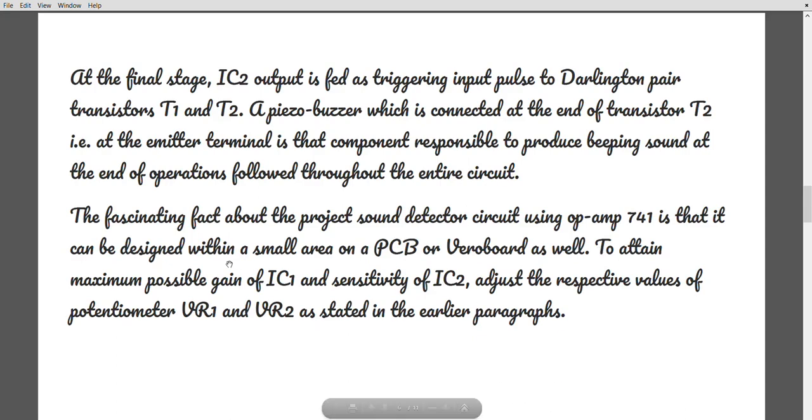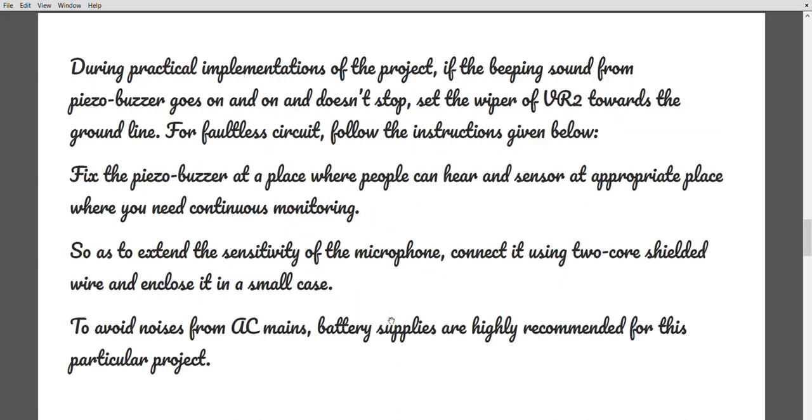The fascinating fact about this sound detector circuit using Op-Amp741 is that it can be designed within a small area on a PCB or Vero board as well. To attain the maximum possible gain of IC1 and sensitivity of IC2, adjust the respective values of potentiometers VR1 and VR2 as stated in the earlier paragraphs. During practical implementation of the project, if the beeping sound from the piezo buzzer goes on and doesn't stop, set the wiper of VR2 towards the ground line. For a faultless circuit, follow the instructions given below.